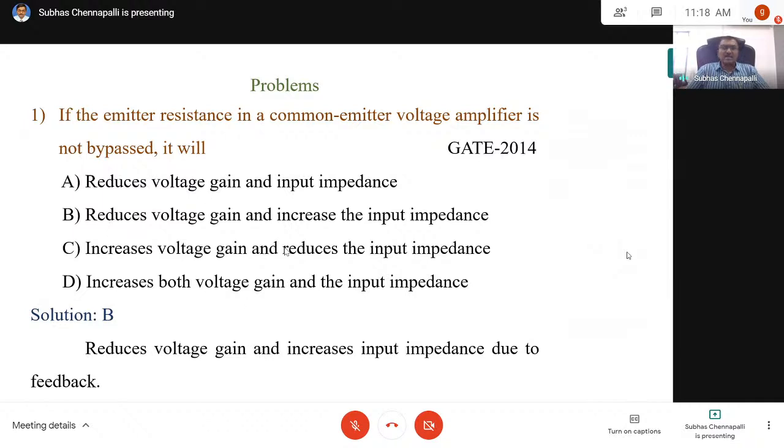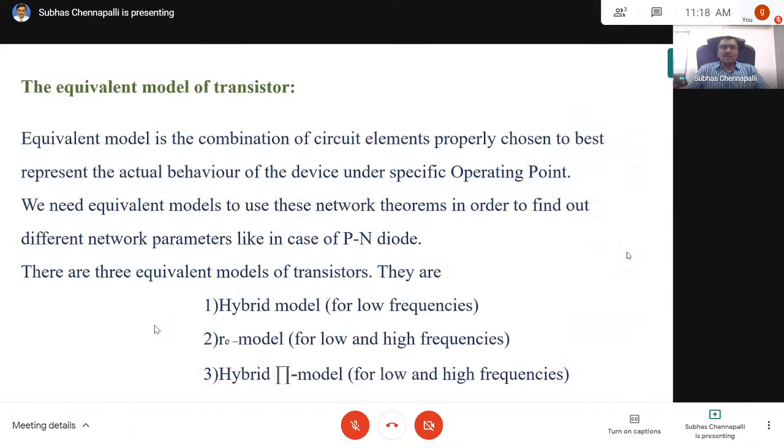This is a very, very conceptual question. Now, this concept you should have in your mind: the equivalent model of the transistor. Three models are there.